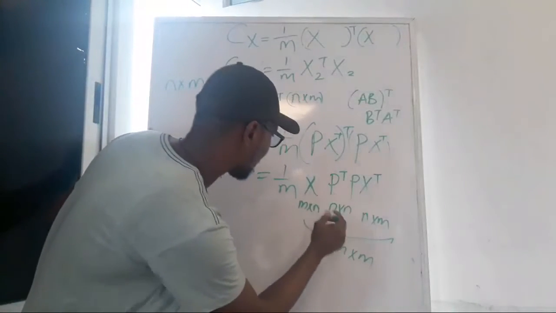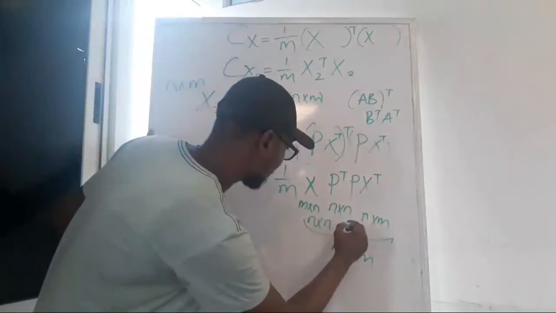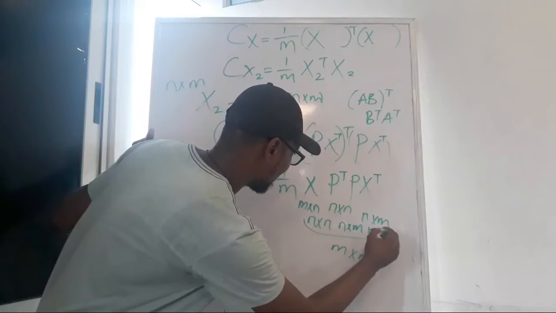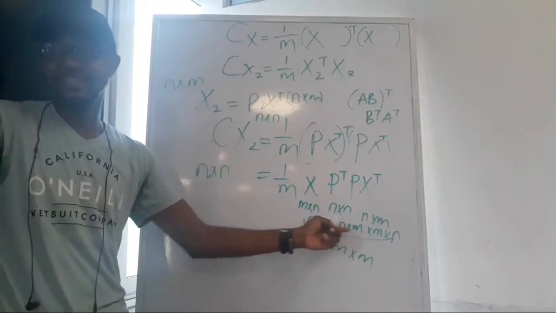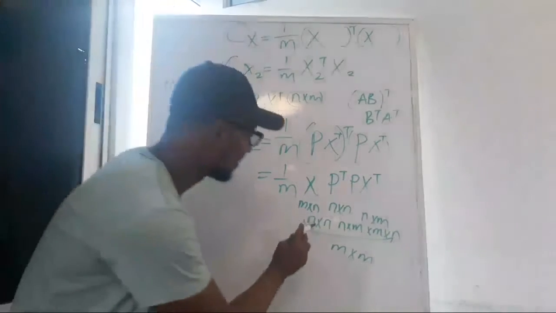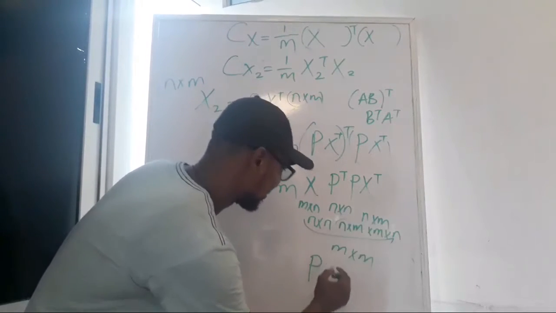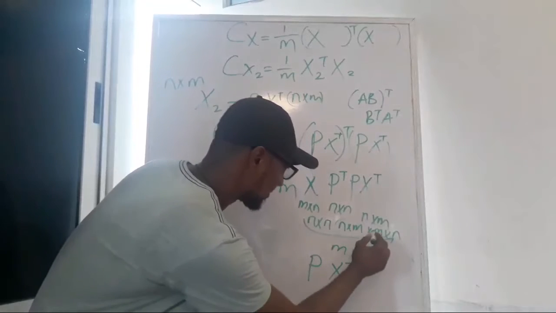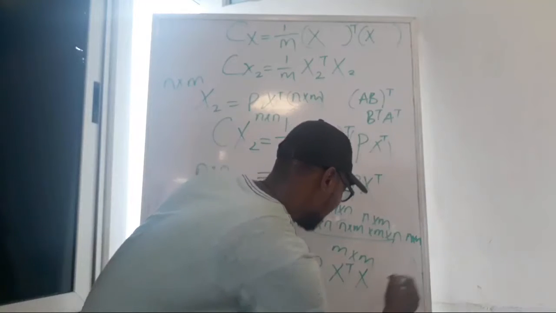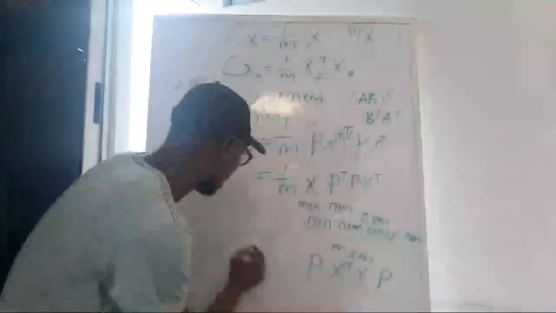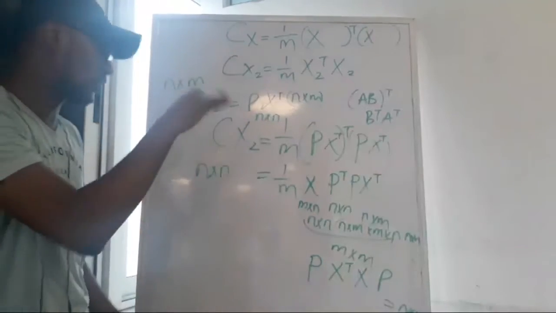So this should have been something like N by N times what? Times N by N times N by N. I see what I'm doing here. So this should be something like P times this N by N, right? So this is like X transpose, right? N by N is X. This is X, then times N by N again, something P to give N by N. So I've actually mixed up something somewhere.